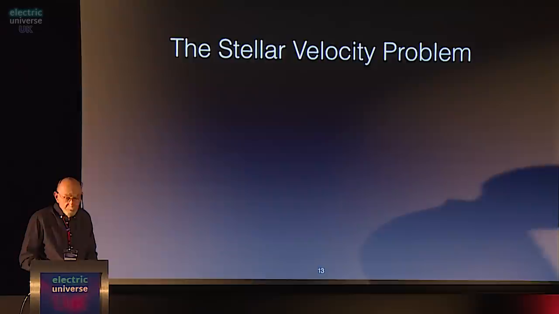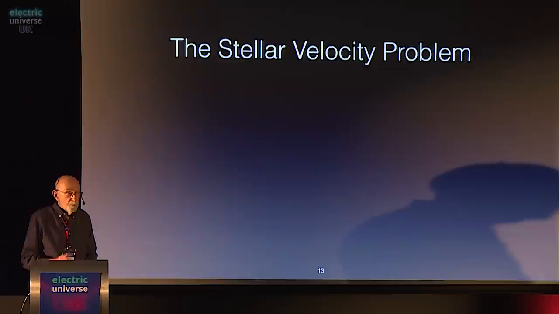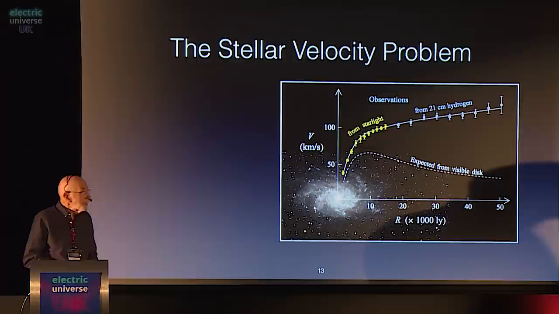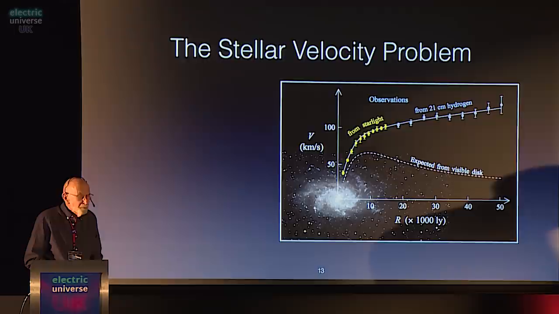So, fine. What about this stellar velocity problem? What has this got to do with anything? Well, it turns out that in 1932, I think it was, Robert mentioned Fritz Zwicky. Zwicky was, with another fellow whose name I can't remember, if somebody tells me who the other fellow was who discovered this problem along with Fritz Zwicky.